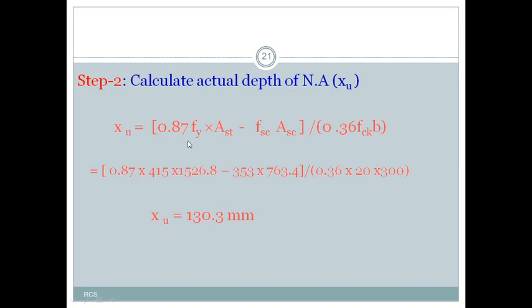Say 0.87, Fy is 415 and Ast obtained is 1526.8, minus Fsc, that is compressive stress in compressive steel, is 353 and Asc is 763.4, whole by 0.36, fck is 20 and b is given in the problem, that is 300 mm. After calculating this, we will get the actual depth of neutral axis. Xu is equal to 130.3 mm.